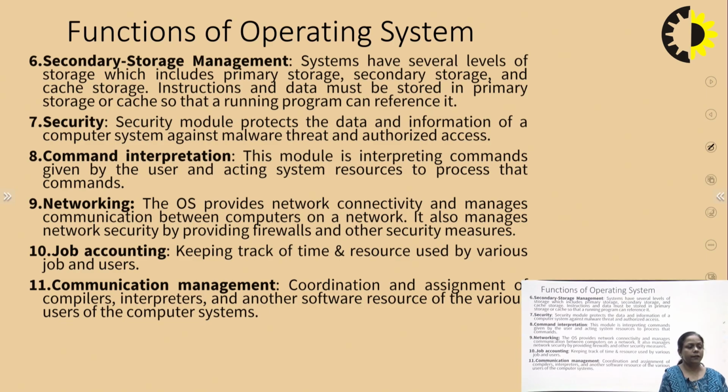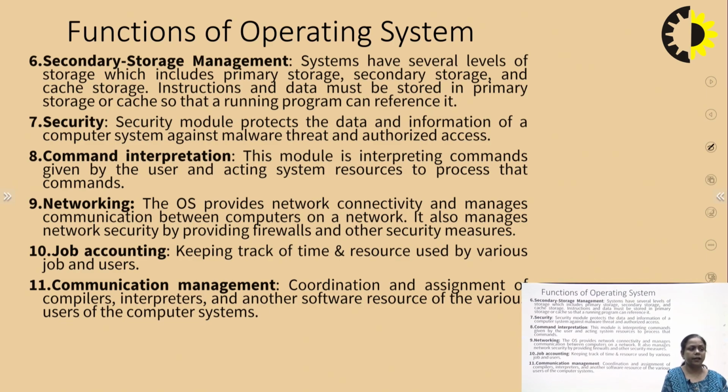So we can say that networking means connecting different computers to each other so they can share data from one system to another. This connectivity can be managed by the operating system only. Job accounting keeps track of time and resources used by the various jobs and users. The work of the operating system is to keep track of all the resources in use on the system, so it keeps track of the time and resources used by the jobs.